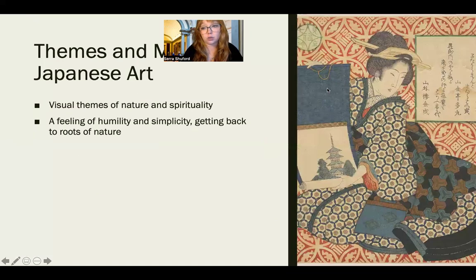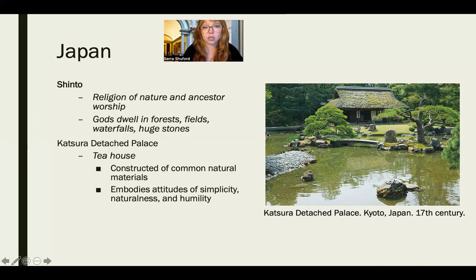This architectural piece here is the Katsura Detached Palace, and it is a tea house. But I really just included this to show how humble and simple a lot of their architecture was. You see the moss growing on the roof there, and it almost blends into nature, making this pond and these few isolated trees and stone more of the focus than the actual architecture itself. It really embodies this attitude of simplicity, naturalness, and humility.